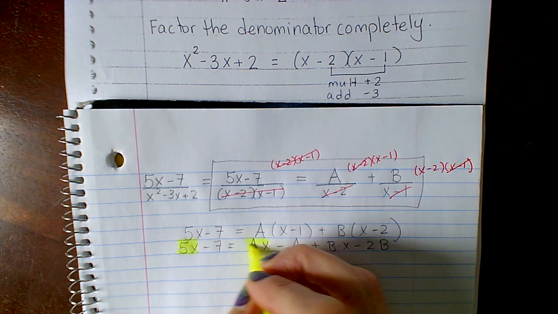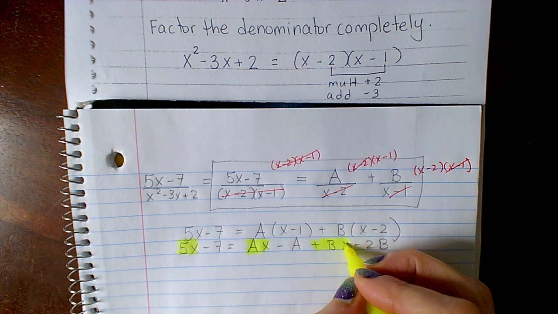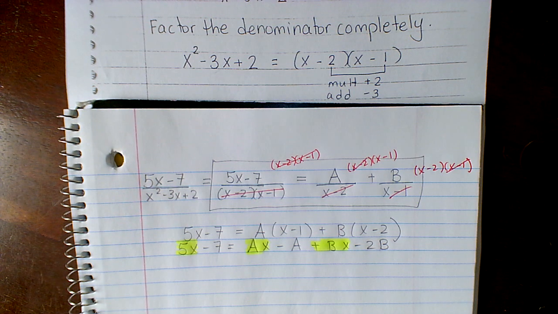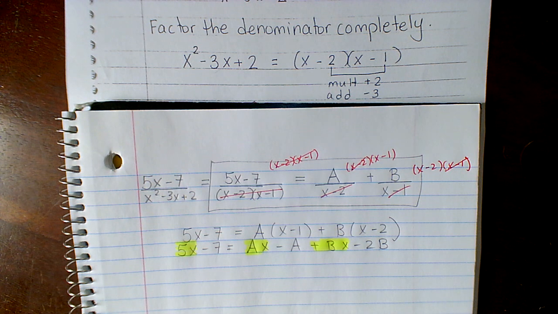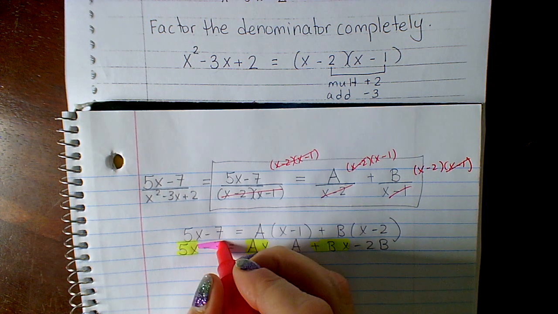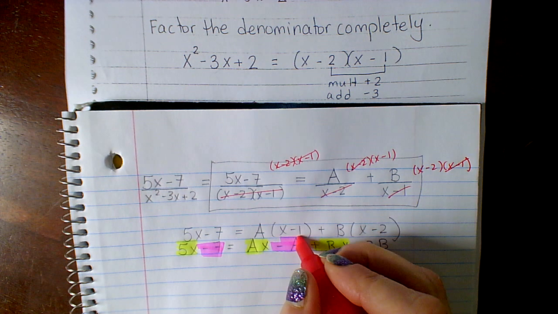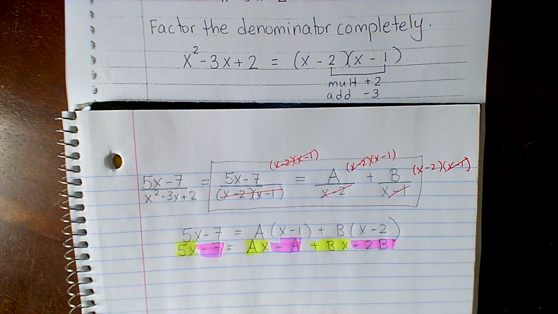These x's are going to have to match up. Similarly, these constants, green, it sometimes looks yellow on camera. Similarly, the constants are going to have to match up.